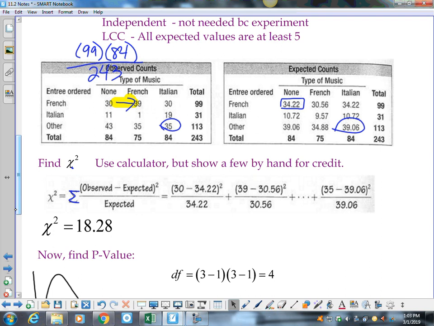And you're going to type all your observed into your, what? L1, your expected into your L2. Make sure they line up. Type your formula into your L3 and see if you can get this.